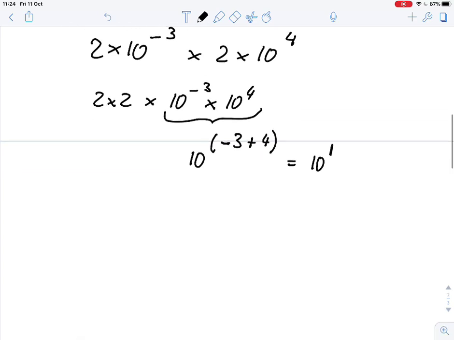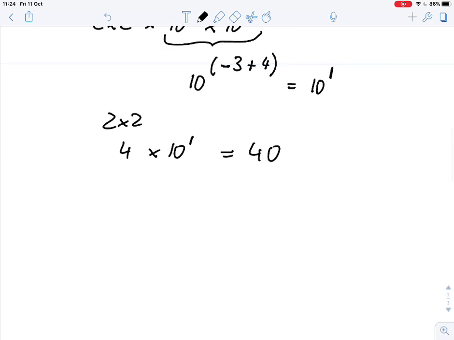So here we've got 2 times 2, which is 4, times 10 to the power of 1. What is 4 times 10 to the power of 1? 40. Yeah. Equals 40. What is 10 to the power of 0? 1. Are you sure? 100% sure? You're absolutely right. 10 to the power of 0 is 1.